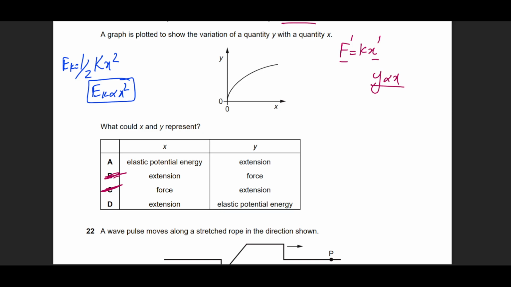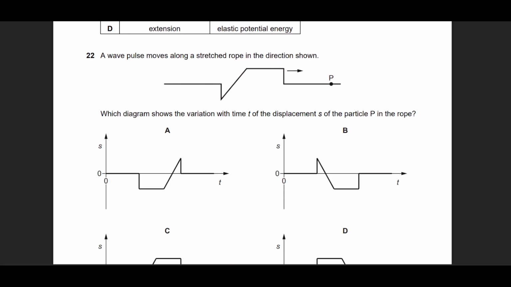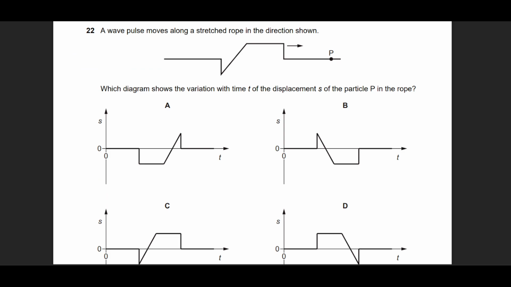Now, if you're confused about this one, please go back and revise that y equals x squared makes a parabola, at least starting from the origin, right? So it should have been like this if it was option D, but it's not. It's going to be option A. So we have elastic potential energy Ek over here and the extension x squared over here. Okay, all right.